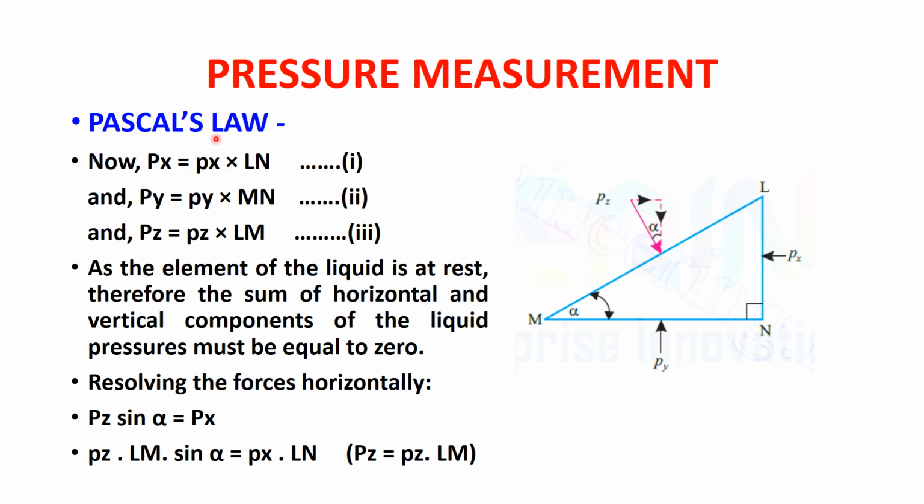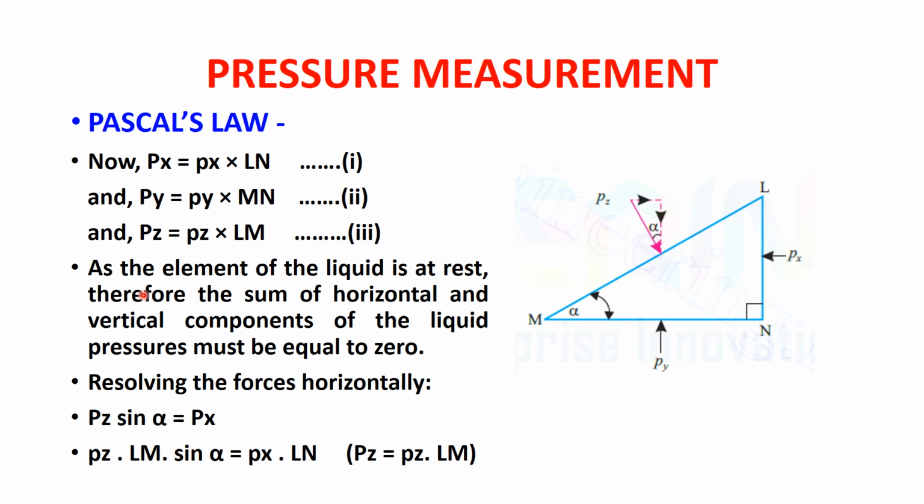Then capital Px is equal to small px into LN. Call this equation number 1. Capital Py will be equal to small py into MN. Call this equation number 2. Capital Pz equals small pz into LM. Call this equation number 3.